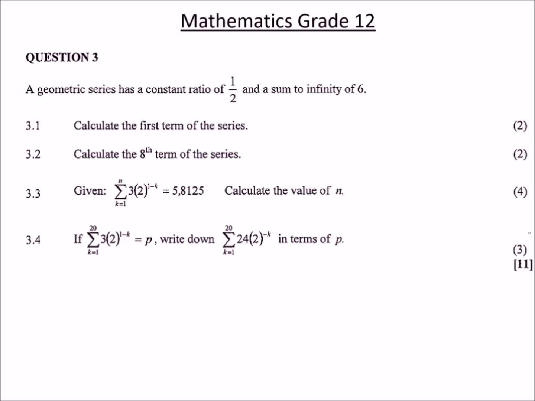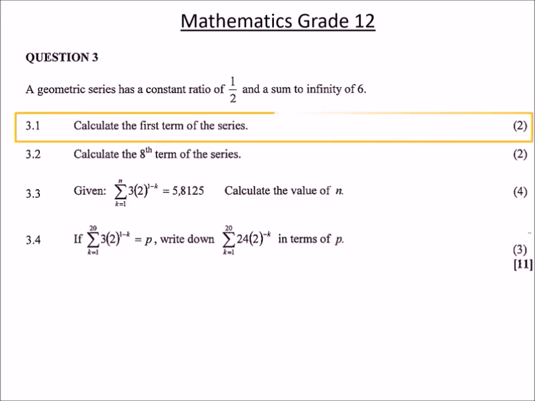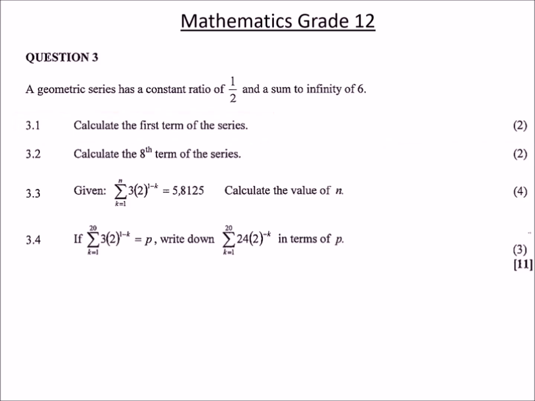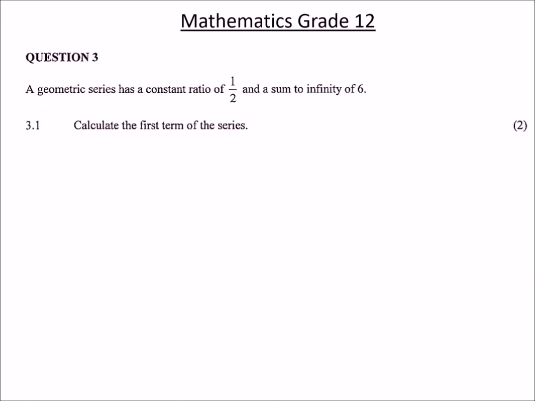Now question 3. A geometric series has a constant ratio of 1 over 2 and a sum to infinity of 6. 3.1. We are asked to calculate the first term of the series. We know that the constant ratio is 1 over 2, and sum to infinity is equal to 6.